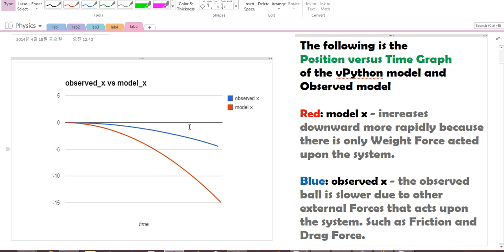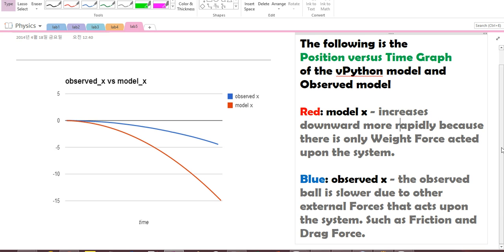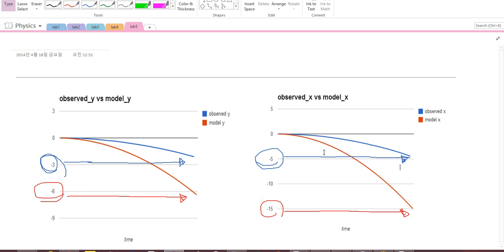So I compared the two position versus time graphs, the observed and the model. The model, represented in red, increased downward more rapidly because only the weight force acted upon the system, while the observed motion has friction and drag force acting upon it, which makes it slower than the red model position. And here, the y and x both have the same comparison.